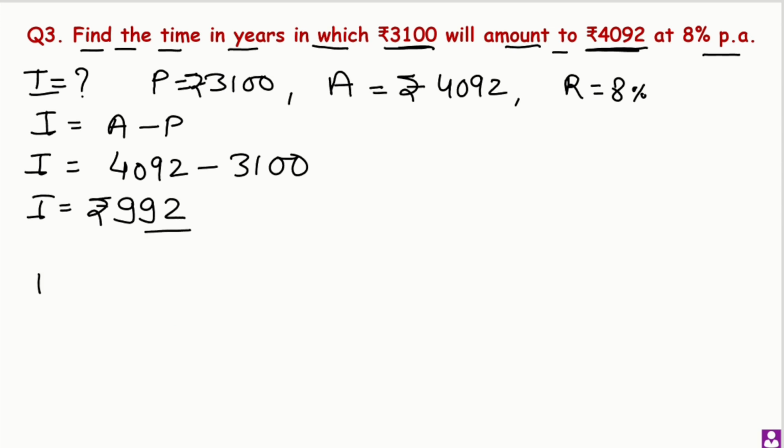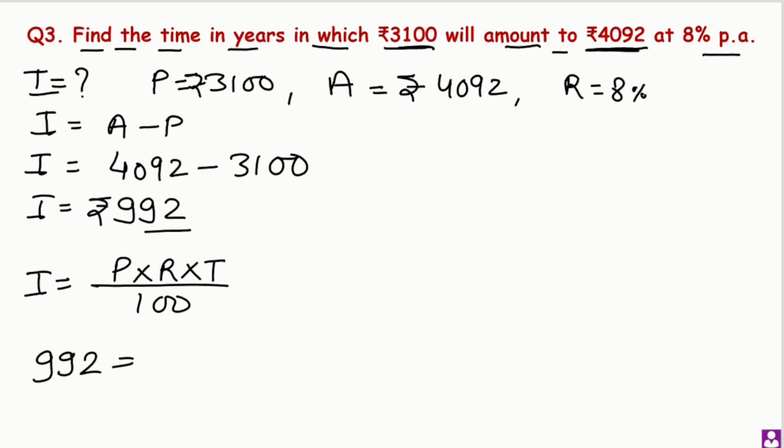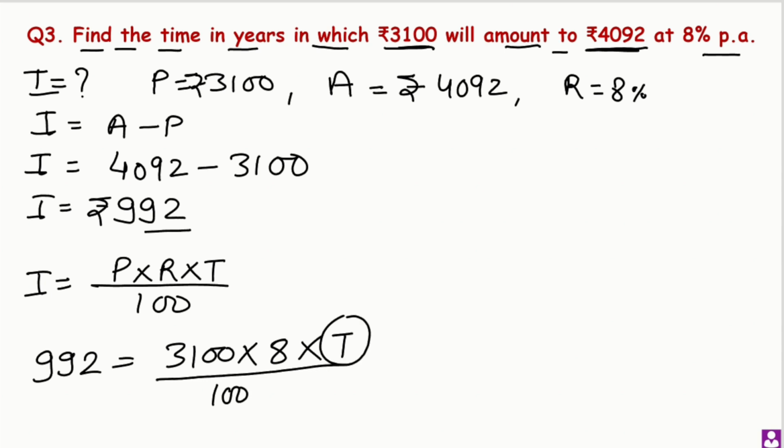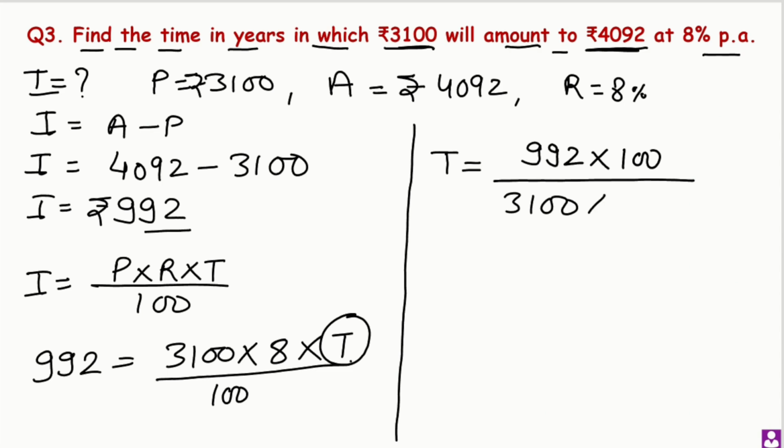Now we have the formula for interest: I equals P times R times T over 100. Substitute the values. So 992 equals 3,100 times 8 times T over 100, because here we need to calculate T. Now keeping T on one side, transpose the rest of the values to the other side. So 992 times 100 over 3,100 times 8. Now cancel these 20 with these 20.